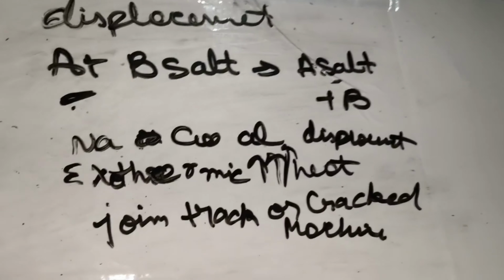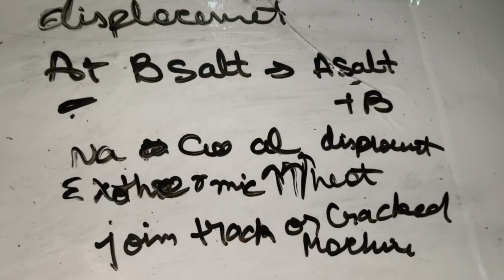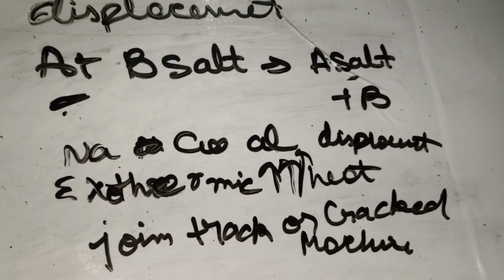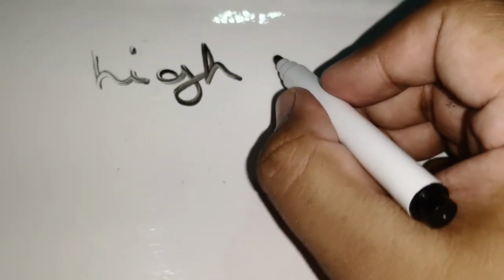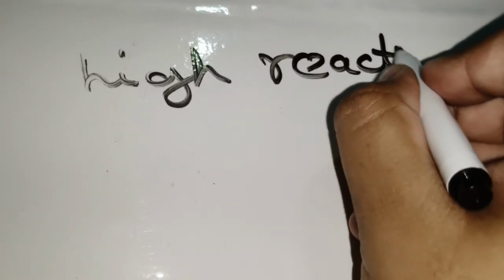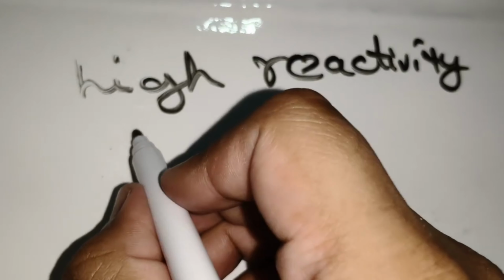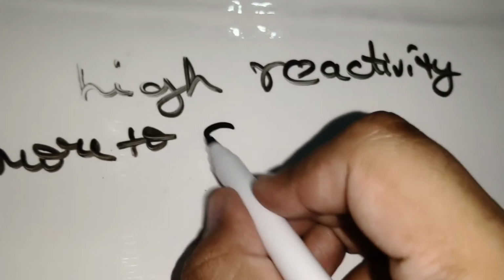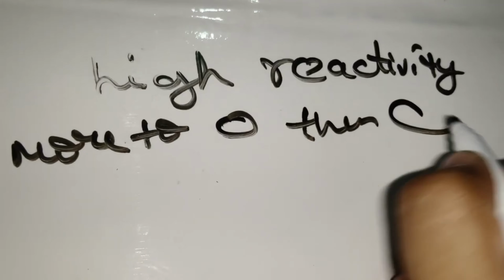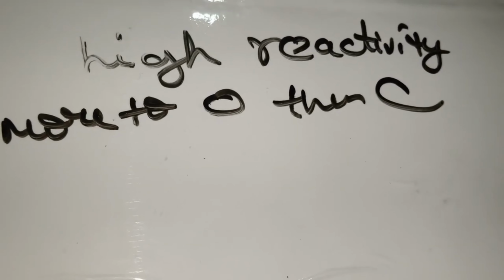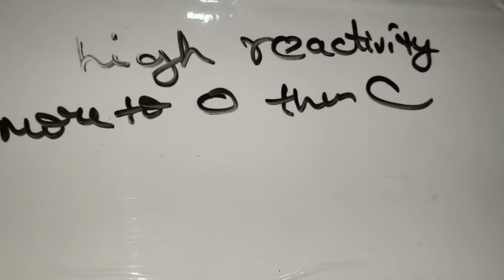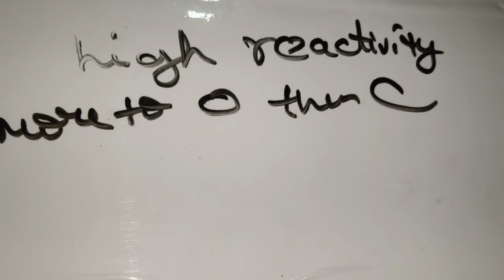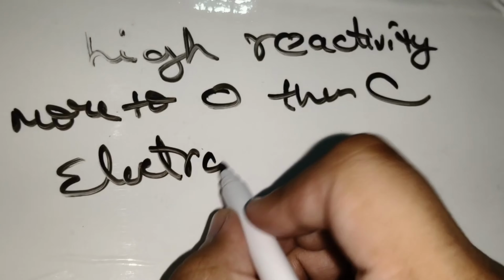Now on the next page we see removing impurities from highly reactive elements. When we talk about the highly reactive elements, they are more reactive to oxygen than carbon. So that is why it is not possible to extract these metals by using a reducing agent like carbon. So how is it done? Basically this is done by electrolytic reduction.